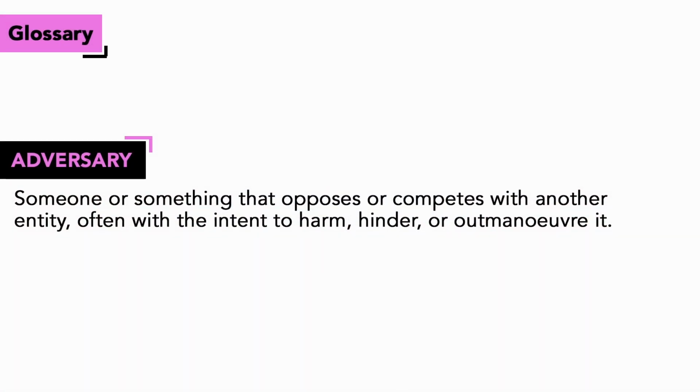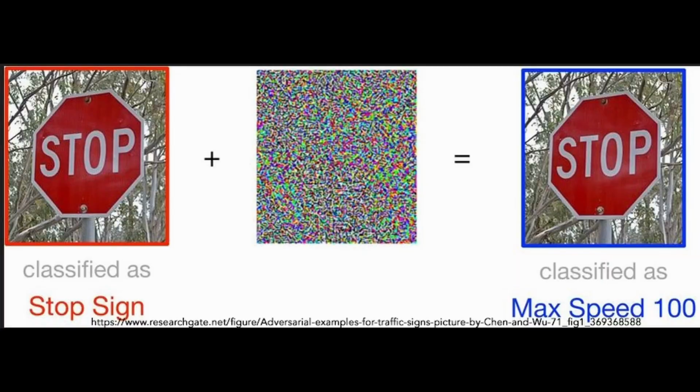Now, what do I mean by an adversarial stop sign? An adversary is a bad guy. It's some kind of attacker or threat actor who's looking to disrupt or hack your system. So an adversarial example or an adversarial pattern is some kind of addition to a normal image that prevents the model from recognizing or understanding what it is.